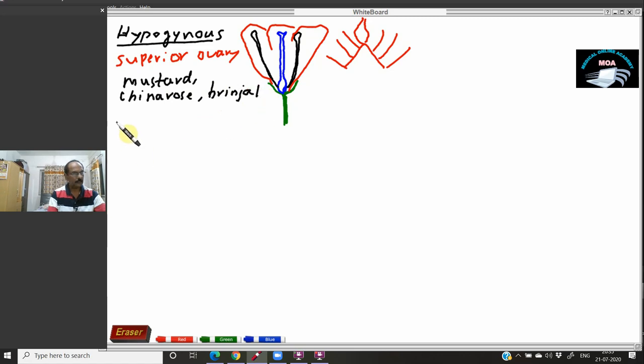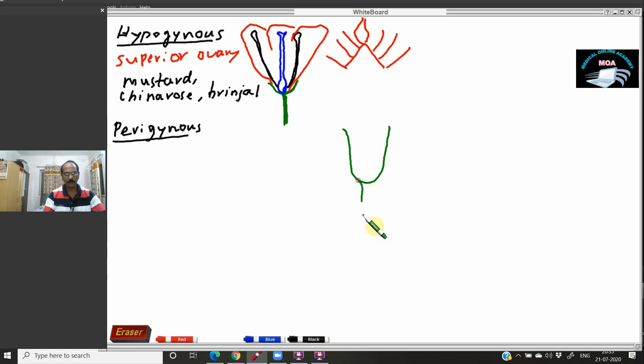Brinjal. So next we can study the perigynous flower. So what is the perigynous flower? In the case of the perigynous flower, the thalamus will grow and become a cup-shaped structure. So this is the pedicel, and this is the thalamus. It will grow and become a cup-like structure like this.